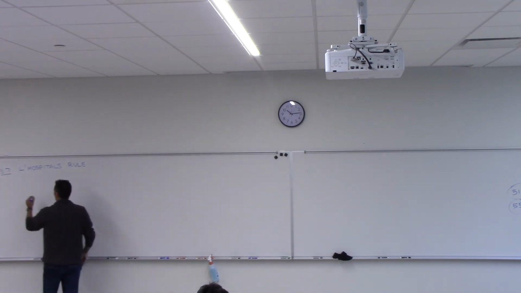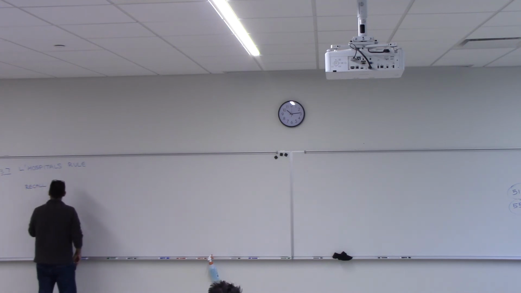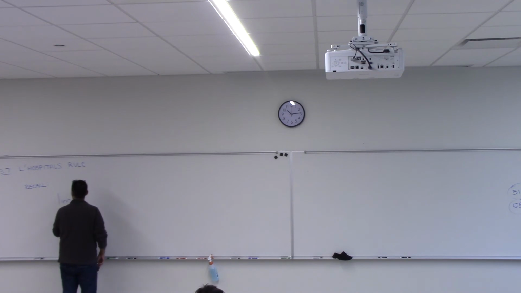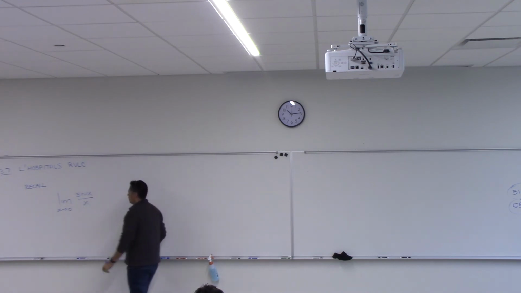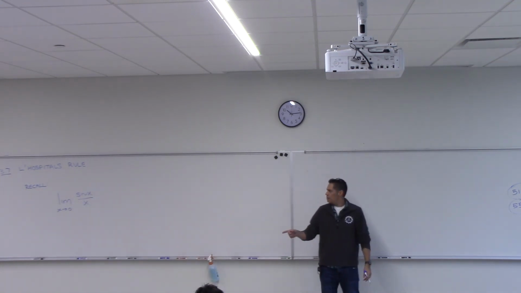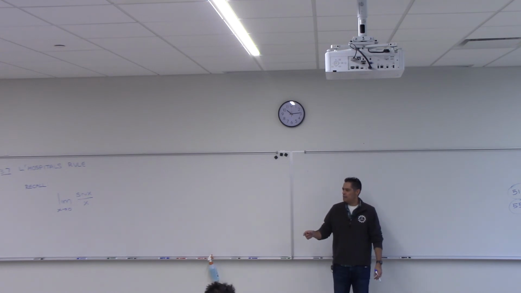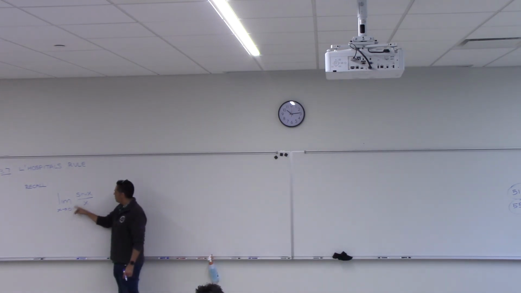So recall from when we were first doing limits, recall this limit: the limit as x goes to 0 of sine x over x. Do I remember what that limit is? It's 1. And why is it 1? Do you remember why? Well, sine of 0 is 0, and x is 0. 0 divided by 0 is 0, right?